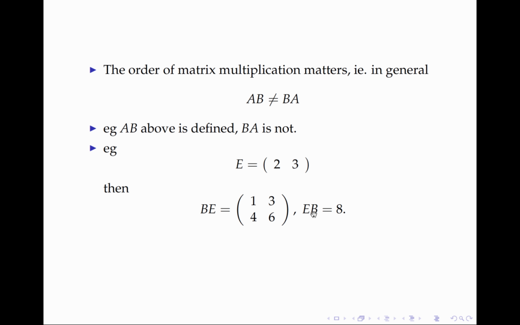On the other hand, if we multiply them in the other order, E times B, then we have a 1x2 matrix multiplied by a 2x1. So the result is a single number. So in this case, we can get an answer for B times E and E times B, but clearly the answers are different. And that's usually the case. So be careful with matrix multiplication that the order is written down the right way.